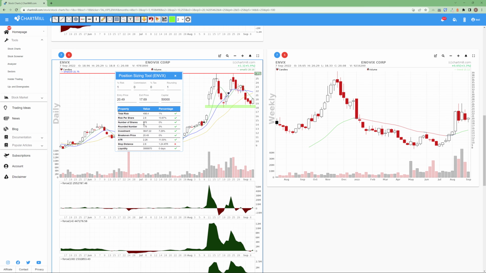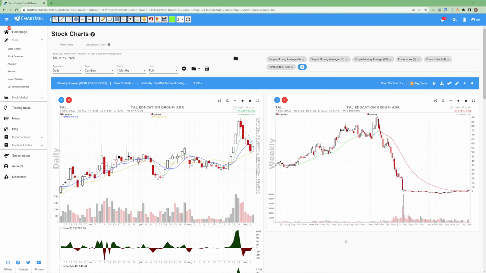So with these settings and a capital of 50,000, you can buy almost 180 shares for a total risk of $500, which is 1% of the available capital. So for example, if I'm changing this to 0.5, all these metrics will change. So the total risk now is 250 because you have changed your percentage risk.